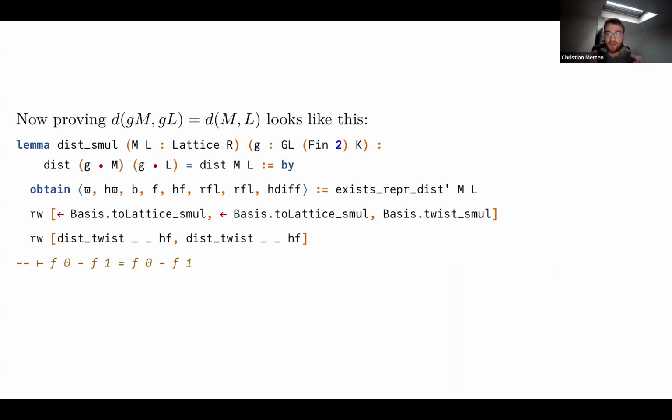So really the key here was switching away from submodules of bases of these M's and L's to bases of K2 that generate M and generate L. Because now we could define all of these operations on these bases of K2 and compare these bases of K2 with each other instead of taking bases, lifting them to K2 and comparing the underlying values.